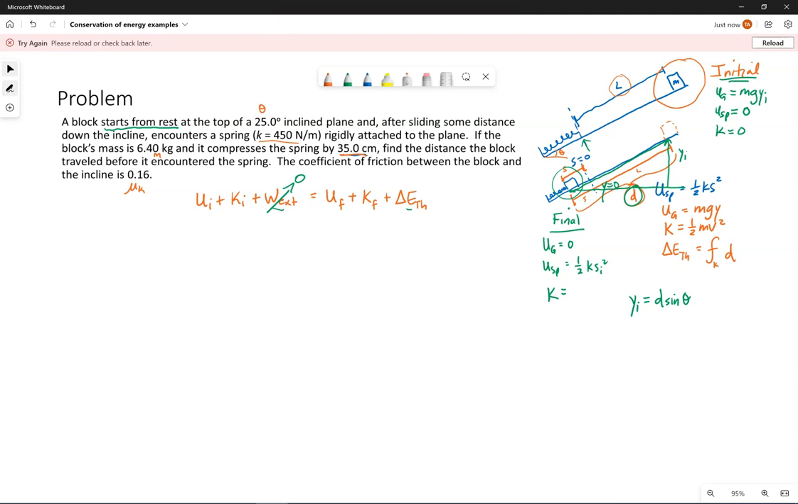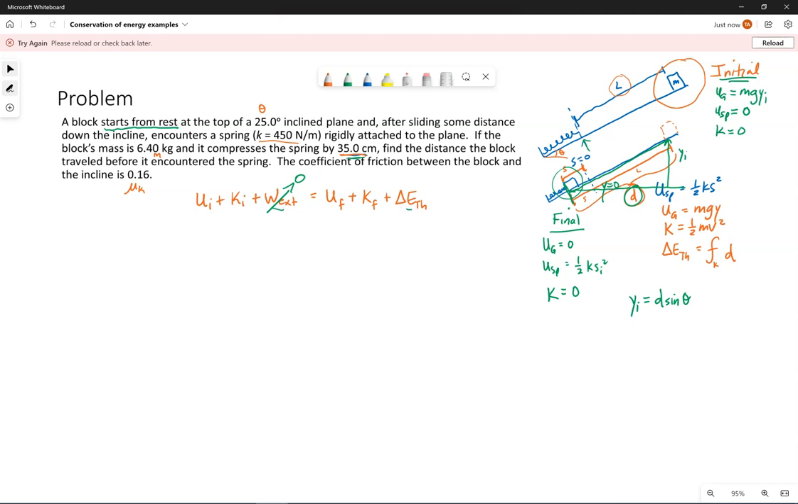Eventually, or not very long per se, the mass will slow down, stop, and then the spring would push it back up the incline. So if I'm choosing my final moment in time to be this maximum compression, it's telling us it compresses the spring by 35 centimeters. That's assuming the most it compresses it. Then at this exact moment in time, there's no kinetic energy.